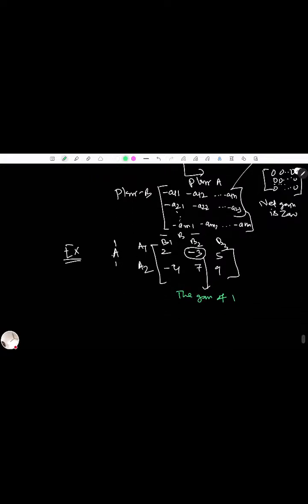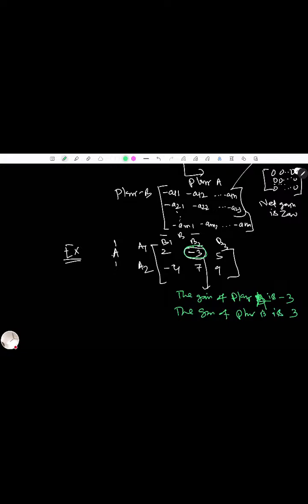player A is minus 3. If it is minus 3, then it is a gain to player B. The gain of player A is minus 3, and for B it is plus 3.